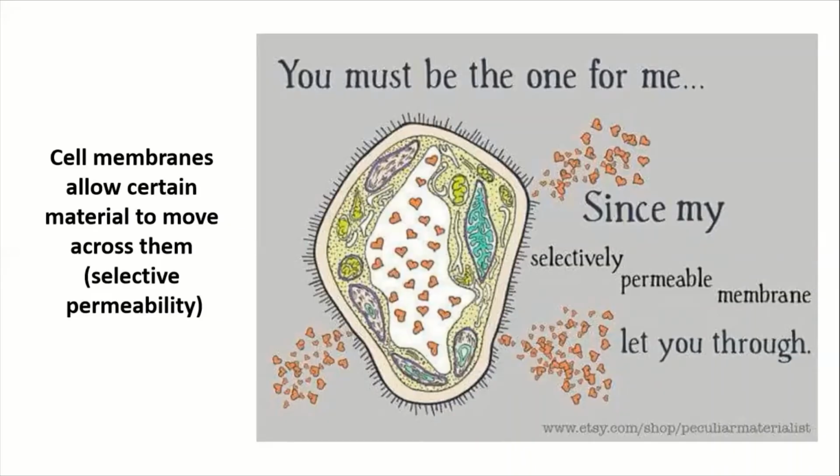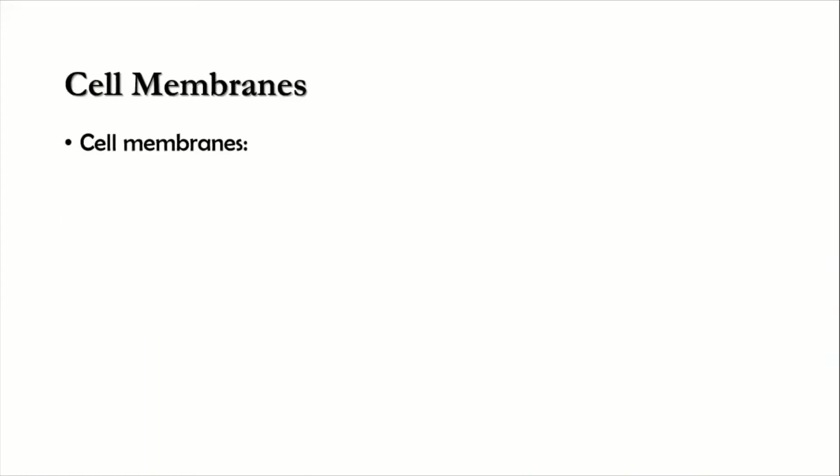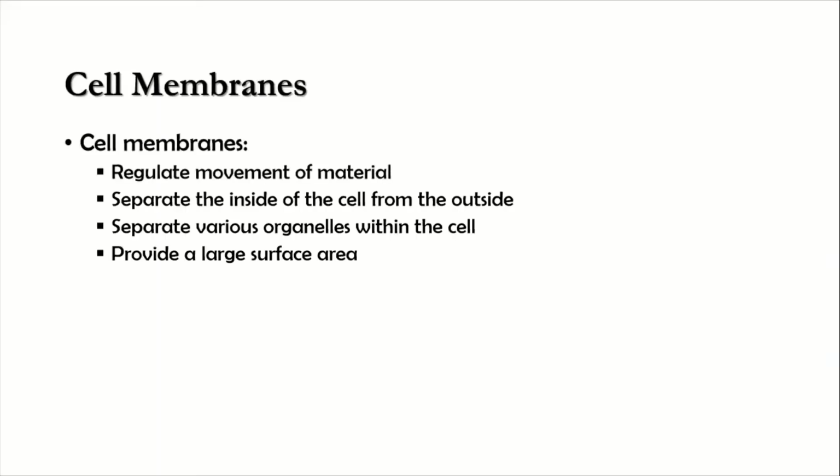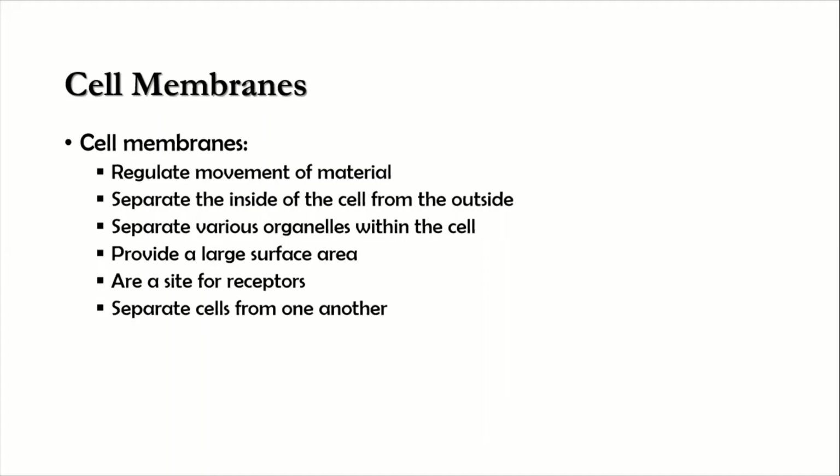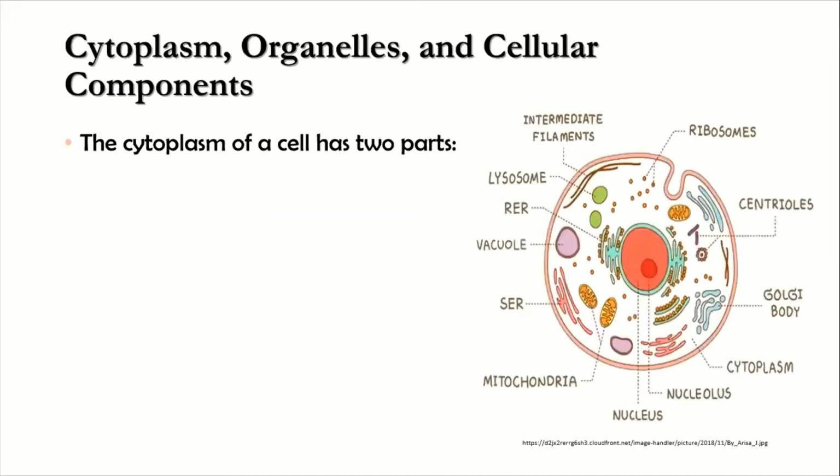There would be chaos inside the cell. Or what if the cell would not let out other substances? Let's say there is a poisonous substance inside the cell and it doesn't release it outside. What would happen? There would be disorder in your cell. So cell membranes regulate the movement of material, they separate the inside of the cell from the outside, they separate various organelles within the cell, they provide a large surface area, and they are a site for receptors. Cell membranes also separate cells from one another.